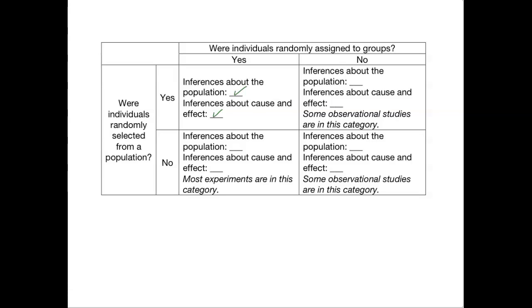All right, let's go to the right. Yes, we selected a random sample, but no, we did not randomly assign to groups. Yes, you can make inferences about the population, but basically, since you're not doing a random assignment, this really isn't an experiment. It's more of an observational study. So no, you can't determine cause and effect. You can determine an association between the explanatory and response variable, but not necessarily cause and effect. To determine cause and effect, you need a controlled, randomized experiment.